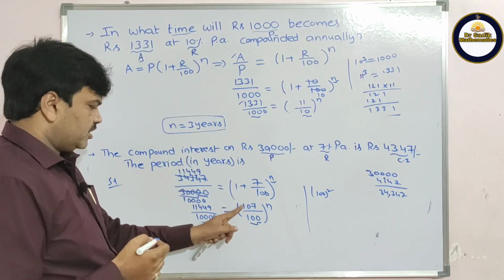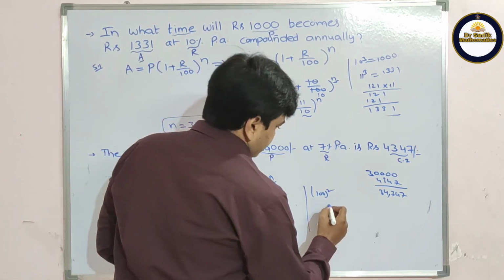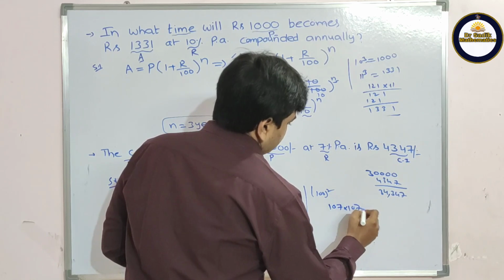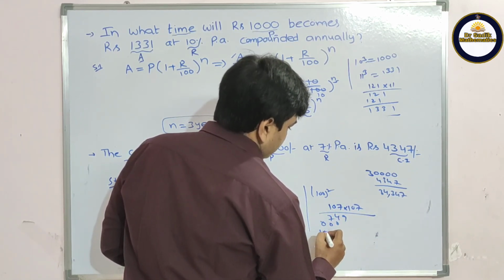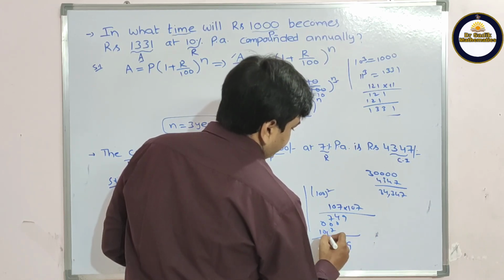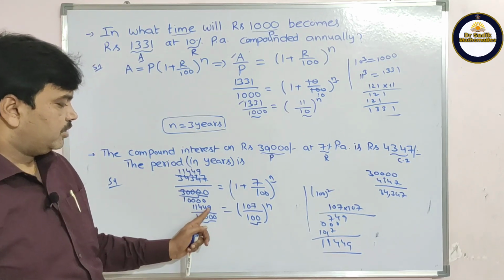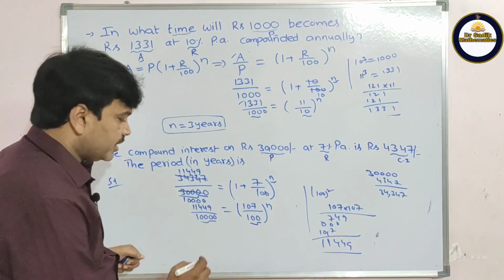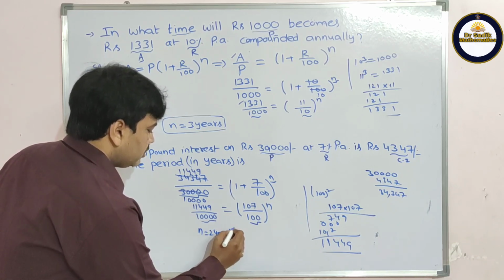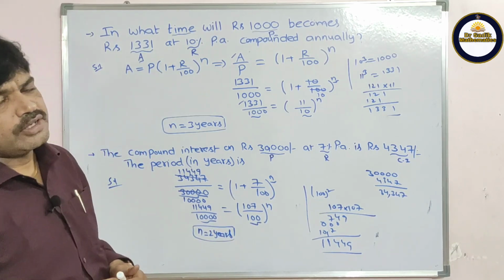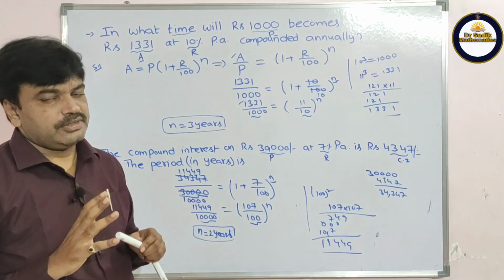Now I want to check 107 into 107, whether I get 11449. Check once again, friends. 107 into 107. 7 7s are 49. 9, 4, 14, 1, 1. See, friends, 11449. So what is the n value here? The n value is 2 years. In this way we can solve the problems within 45 seconds, friends.